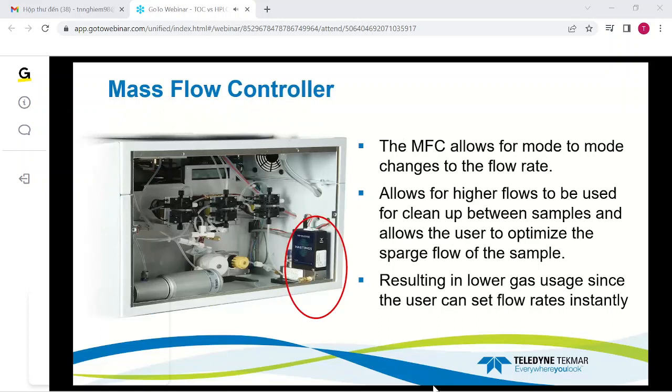As I spoke about before, the MFC allows for mode-to-mode changes of the flow rates. What does that mean? That means faster. It's going to run the sample quicker. It allows for higher flows to be used to clean between samples, so that helps us reduce our carryover. It also will turn off if the system is in standby, so you're not utilizing gas as it's flowing through the system when it's not being used. It's actually turned off and stopped at that mass flow controller until you click ready on the system itself.